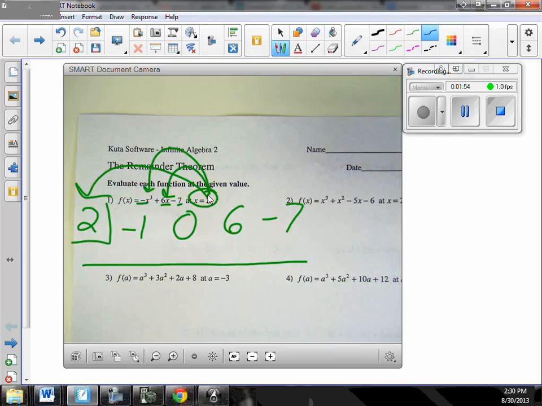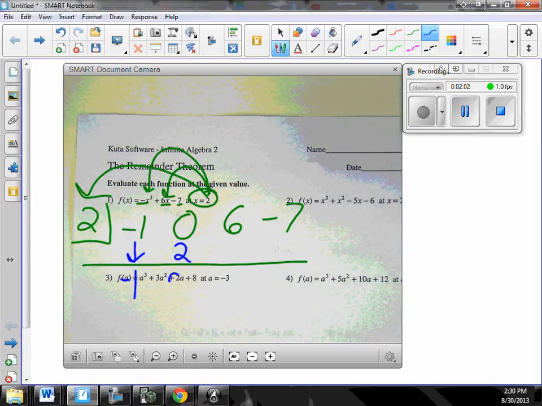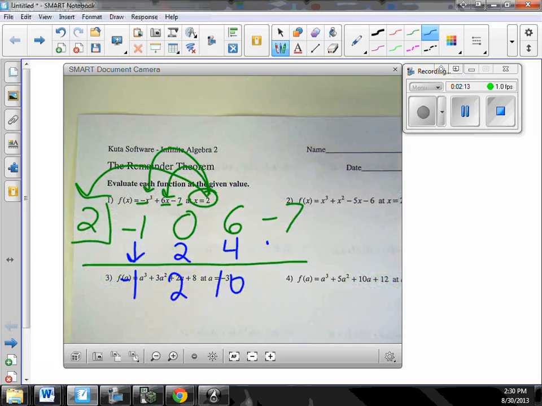All right, so we drop -1. 2 times -1 is -2. 0 plus -2 is -2. 2 times -2 is -4. So -10. 2 times -10 is -20.